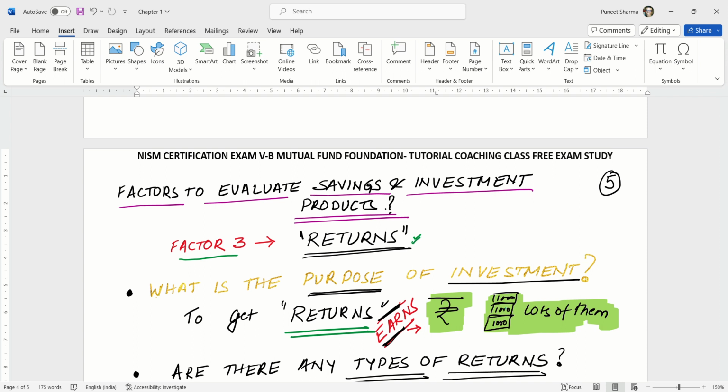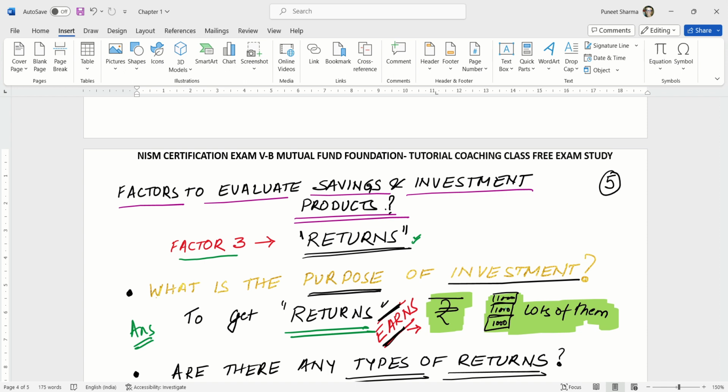Before we explain what returns are, my question which I want to ask is, what is the purpose of investment? किस लिए हम investment करते हैं? And the answer to that would be that we do investment for returns. So if we do investment for returns, then what is returns?